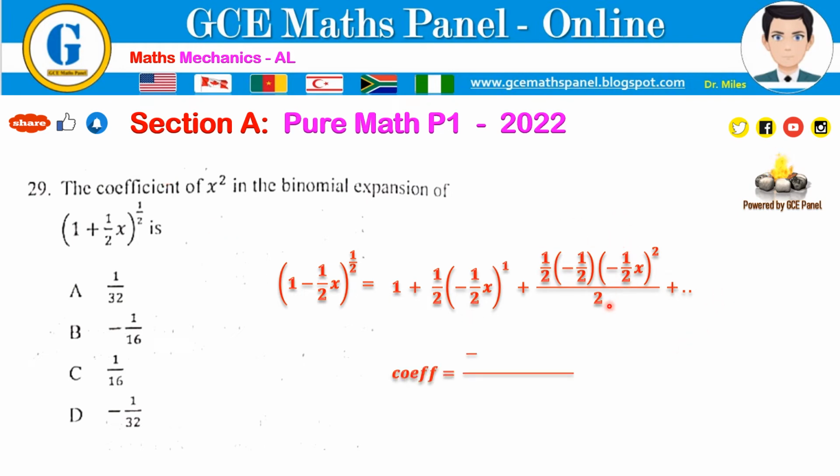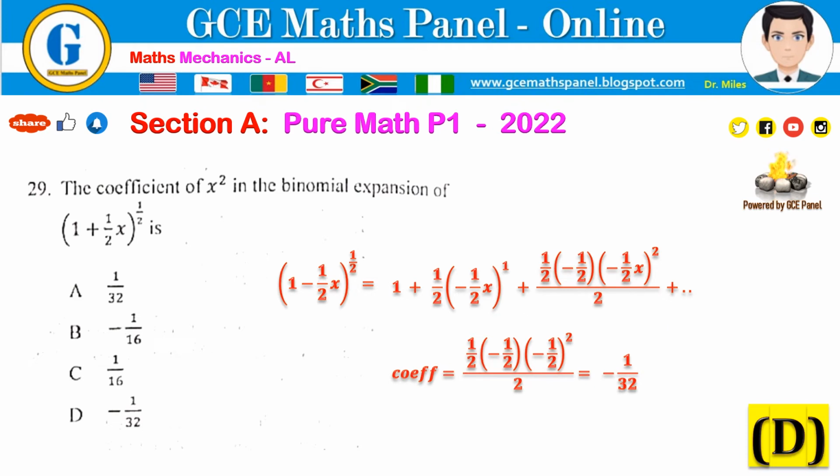So here, when we have this x squared term now, the coefficient will be equal to a half into negative a half, all of that into a half, all squared, all over 2 factorial, which is 2. So we are going to have negative 1 on 32. So that's the coefficient of x squared in this binomial expansion.